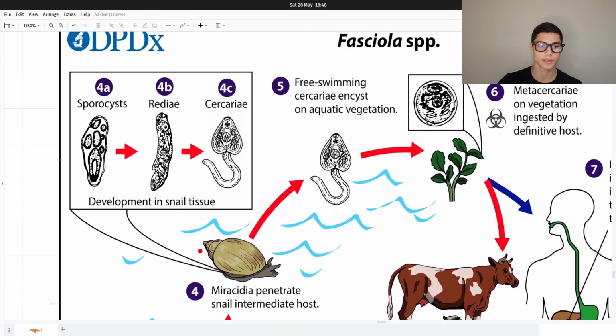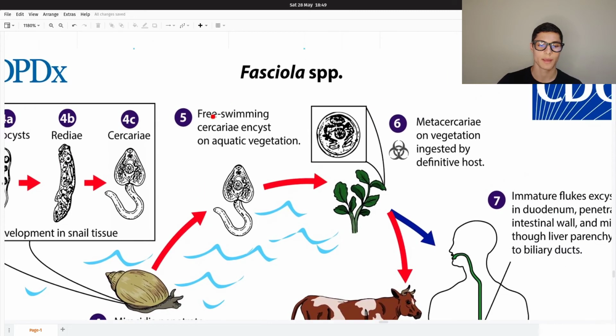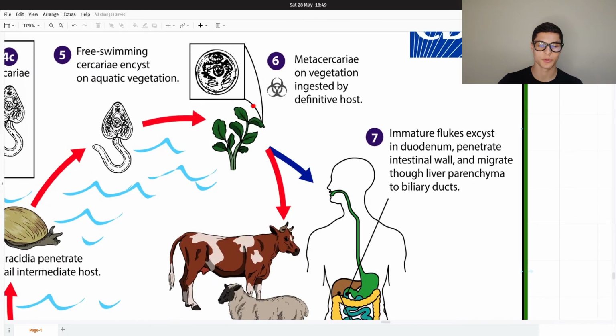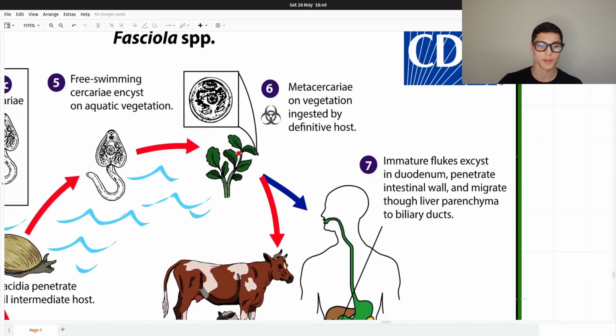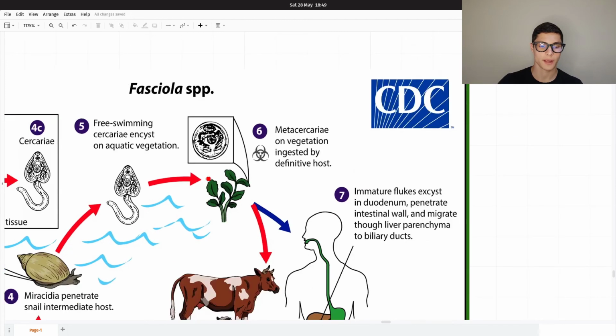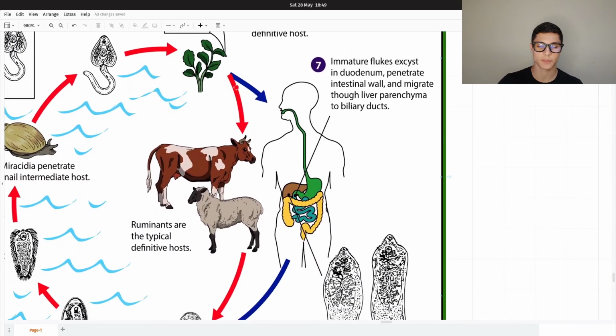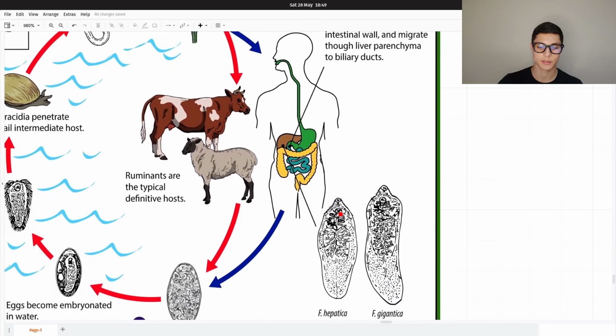Then the eggs become embryonated in the water, miracidia hatch from eggs, and then they invade a snail, and then inside the snail the sporocysts, the rediae, the cercariae, and then the cercariae leave the snail and they infect what? The vegetables from the water. The vegetables that are planted in water are the most affected, and once we eat those vegetables we get infected.